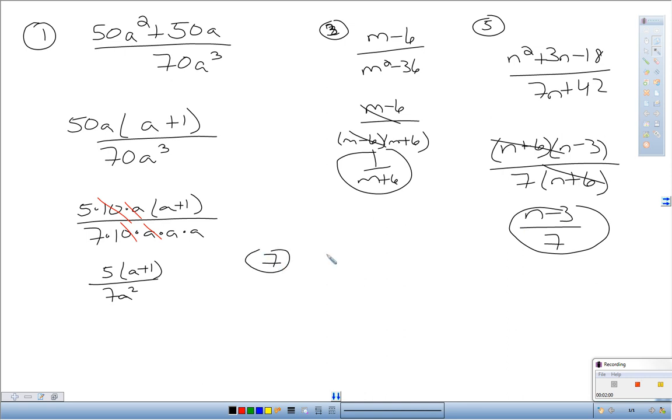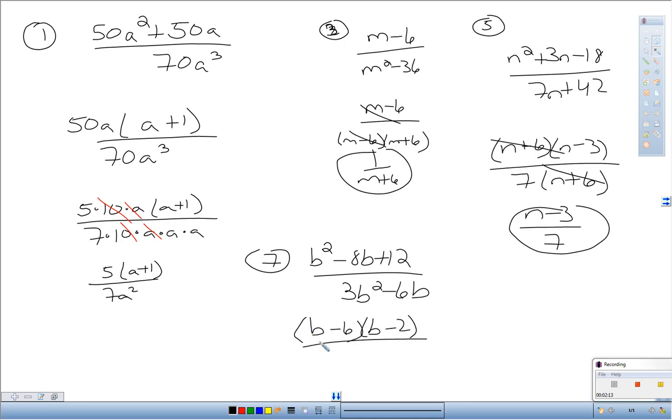All right, the last one for this section, number 7, is b squared minus 8b plus 12 over 3b squared minus 6b. In the numerator, I can factor that trinomial into b minus 6 and b minus 2. In the denominator, I can factor out a GCF of 3b, and that will leave b minus 2. The b minus 2's cross out, and so that leaves me a final answer of b minus 6 over 3b.